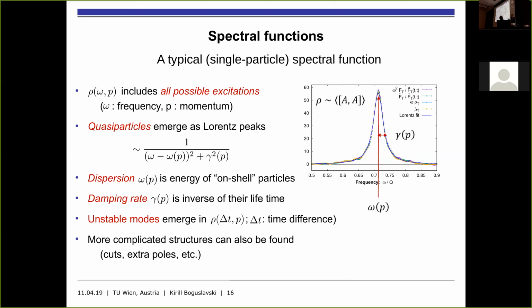So basically, peaks of the form of such a Lorentzian, whose position gives you a typical energy, the dispersion relation, and whose width gives you a damping rate, basically the inverse lifetime of your quasi-particles. But you can also get lots of different things from that, like unstable modes, which show up in delta t space, or cuts, extra poles, whatever. There are many things you can get from that.